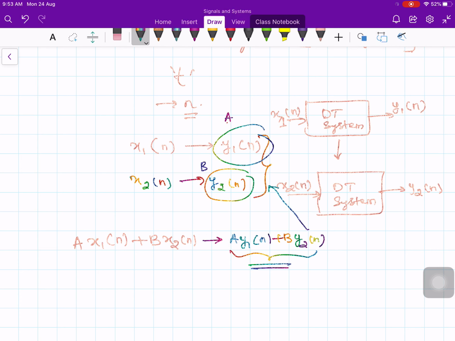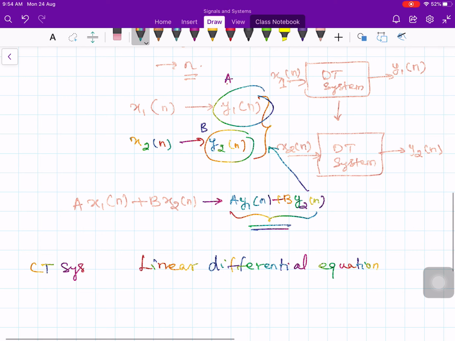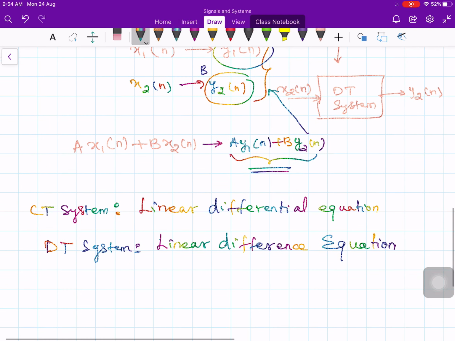Now the input output relationship of a continuous time linear system will be described by a linear differential equation. Continuous time system. Similarly, a discrete time system is described by a linear, not differential, difference equation. So now let us look at some examples of equations pertaining to linear systems.